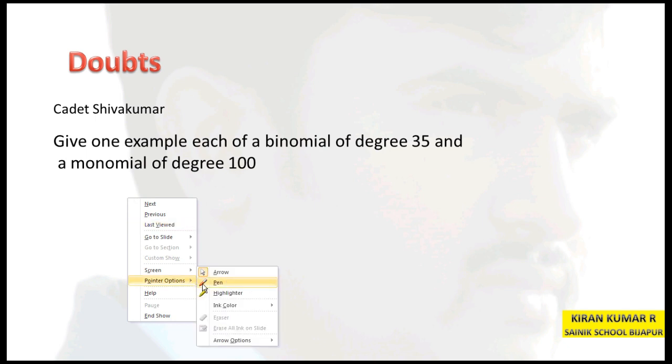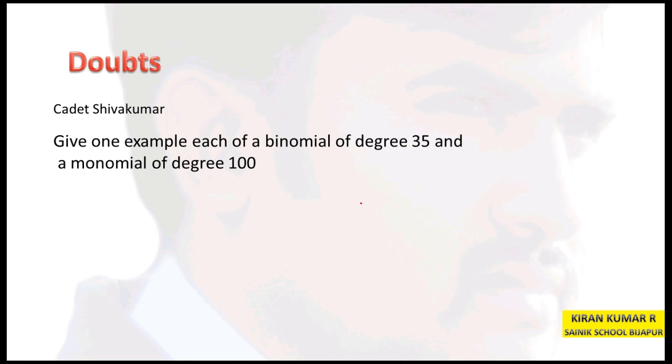Cadet Shivkumar was having a doubt related to this question. Find one example each of a binomial of degree 35. Binomial means two terms have to be there. So if I consider x plus 2, it's a binomial. They are given degree 35, so I can consider x raised to the power 35 plus 2. This is an example. You may consider any variable raised to the power 35 plus or minus some number or some other variable having lesser degree than 35. This is one example for a binomial of degree 35.